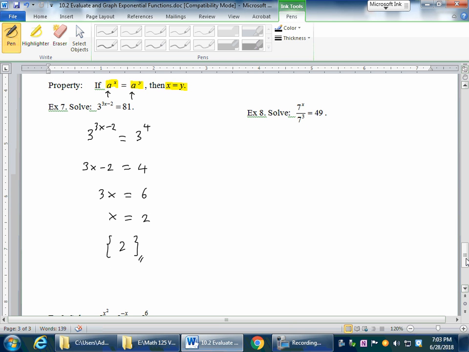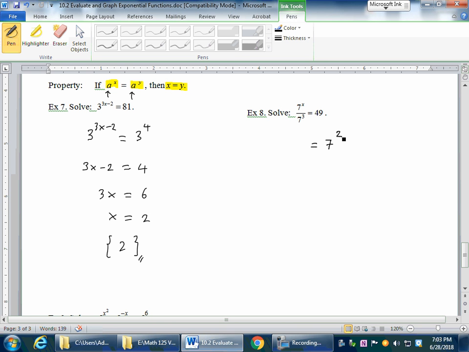So in this example, we need to do some manipulations. Notice that on the left-hand side, I have 7 to the x power divided by 7 to the 3rd power is equal to 49. And clearly 49 is 7 to the 2nd power. So on the right-hand side, I can clearly see 7 to the 2nd power.